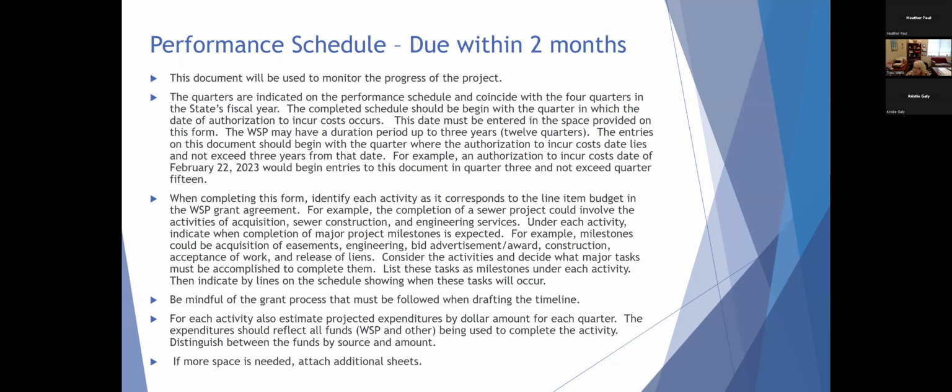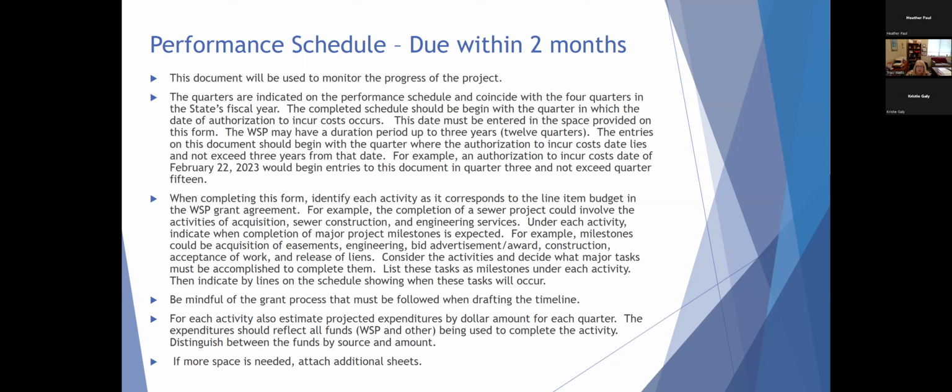The performance schedule is due. This is a document that we're going to use to monitor the progress of the grant. It is due within 2 months. The quarters indicated on the performance schedule coincide with the 4 quarters of the state fiscal year. The water sector program may have a duration period of up to 3 years, which would be 12 quarters. So the entries on this document should begin with the quarter where the authorization to incur cost date lies and not exceed 3 years from that date.